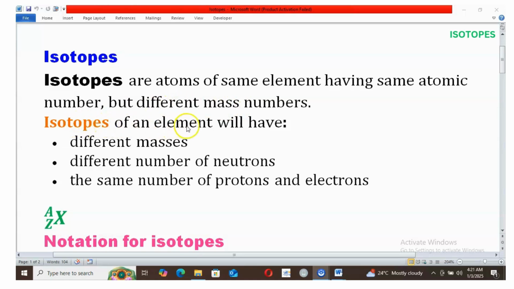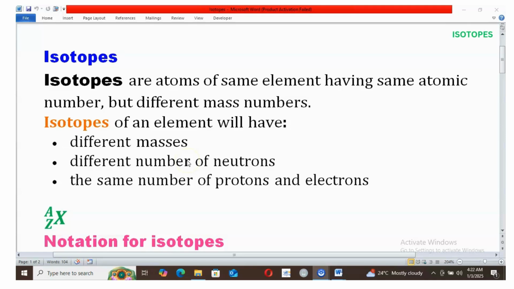Isotopes of elements will have different masses. They also have a different number of neutrons. The number of neutrons is different, but the number of protons and electrons is the same. This means that in isotopes, the number of protons and electrons are equal, but they differ in the mass number, in the number of neutrons.